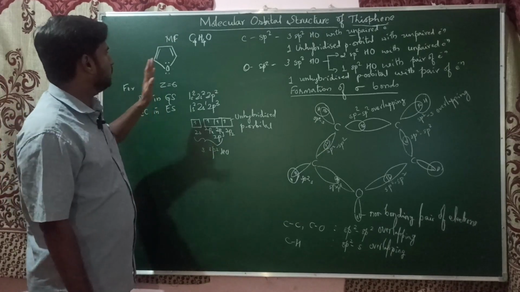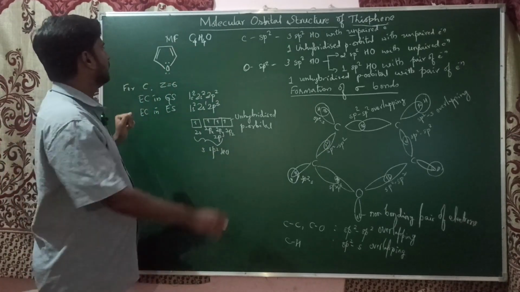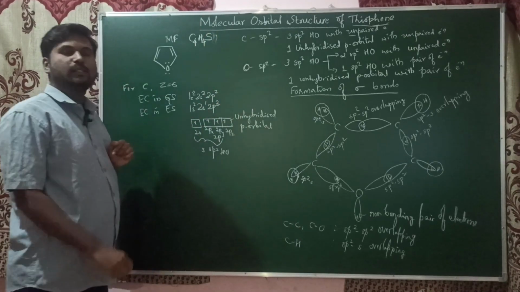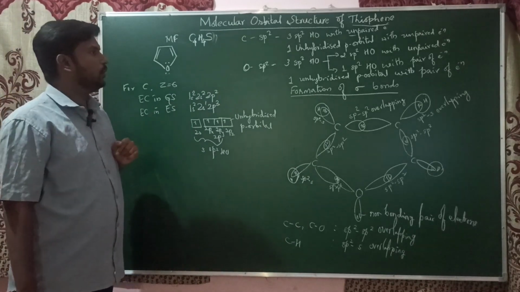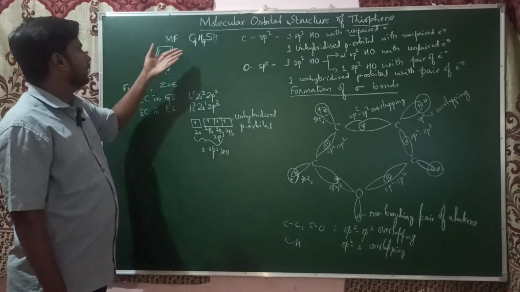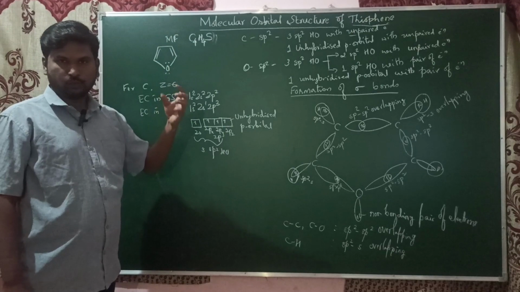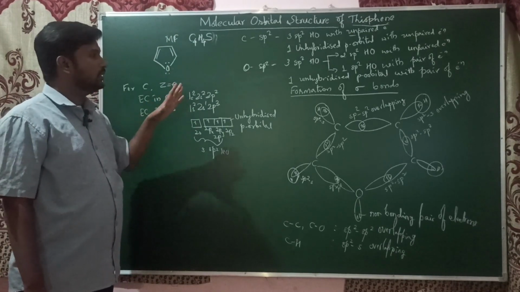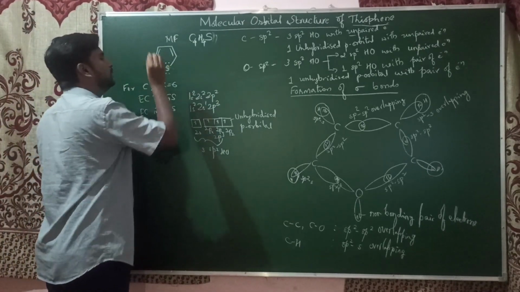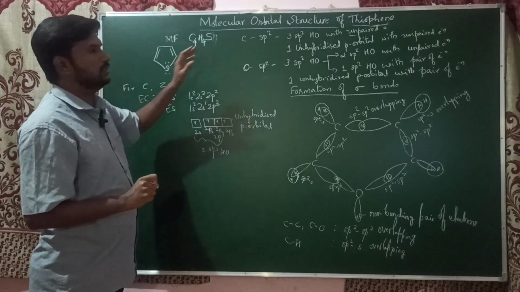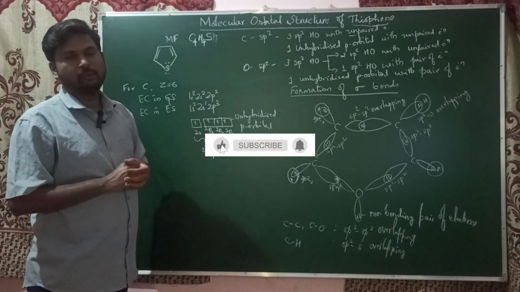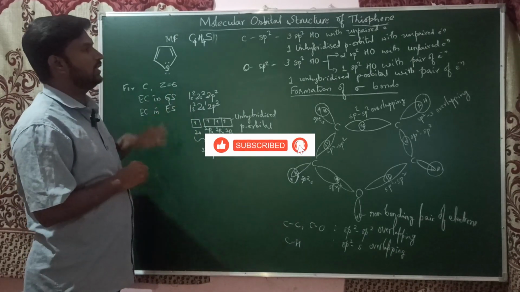So if you see the molecular formula of thiophene, if I remove this oxygen and write sulfur, this is the molecular formula. You know, sulfur and oxygen come under the same group. Oxygen is 8 and sulfur is 16. They both come under the same group and have the same properties. That's why if I just replace the oxygen with sulfur, that is done for thiophene. So if you study furan, we can easily write the molecular orbital structure of thiophene.